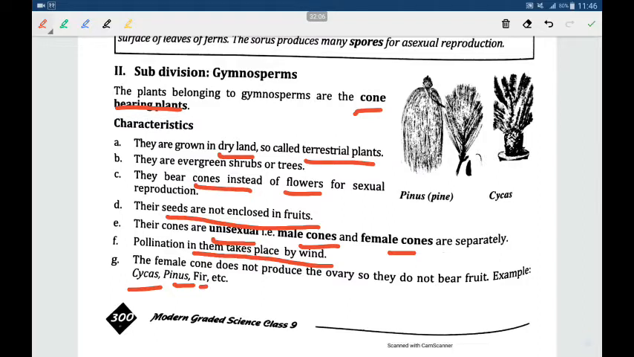Characteristics once again: they grow on dry land and they bear cones instead of flowers, which is very important. And their seeds are not enclosed in fruits. And they are unisexual plants. Cones are grown separately, so cones are unisexual. On one side, the male cone is produced, on another side, the female cone is produced. Remember. And pollination takes place by wind.